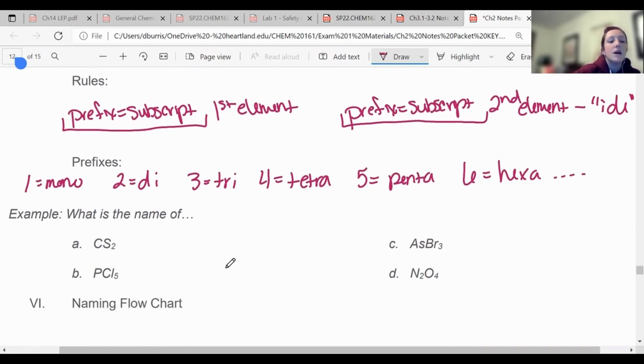Now there is one rule. You don't use mono if it's on the first element. Don't use on first element. So your name should never start with mono. You only need it if it's for the second element.